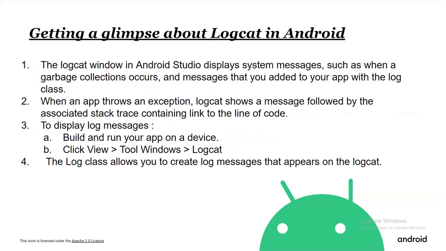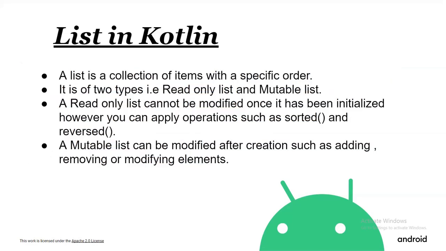To display log messages, first of all you have to build and run your app on your device. Then you have to click on View, then click on Tool Windows, and then you can go to Logcat. The Log class allows you to create log messages that appear in Logcat. Generally we use the following log methods: Log.e for error, Log.w for warning, Log.i for information, Log.d for debug, and Log.v for verbose.